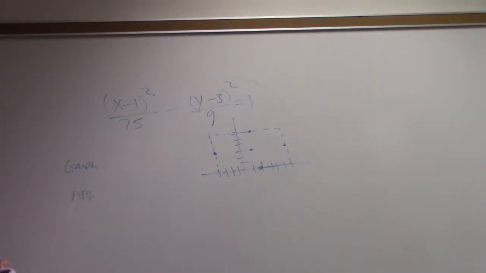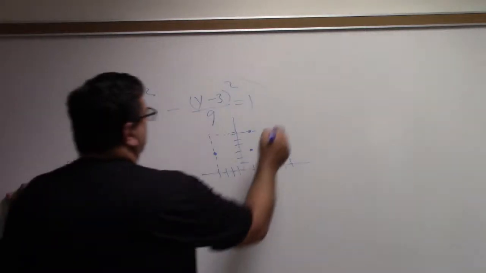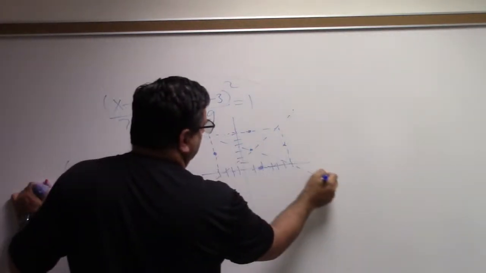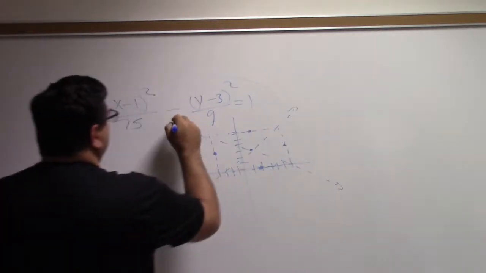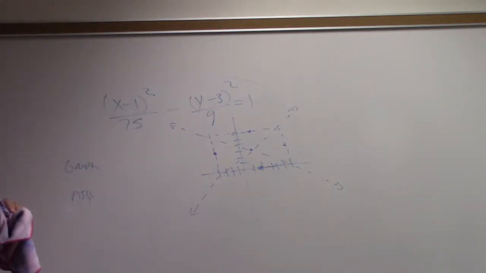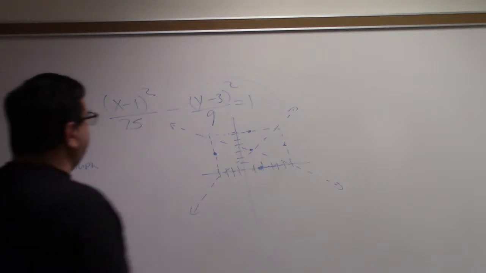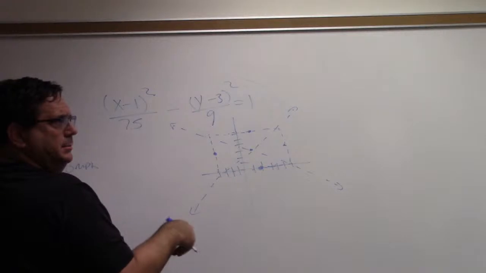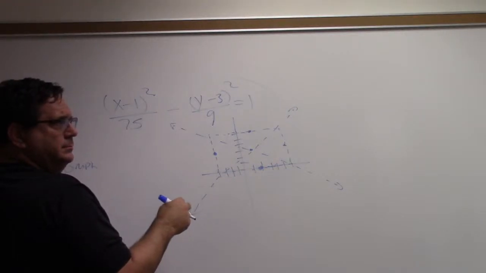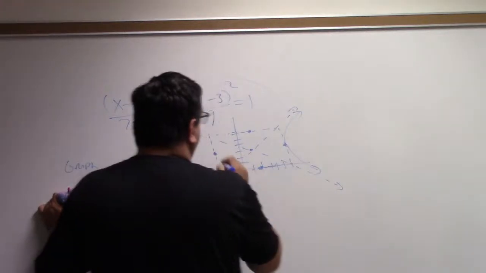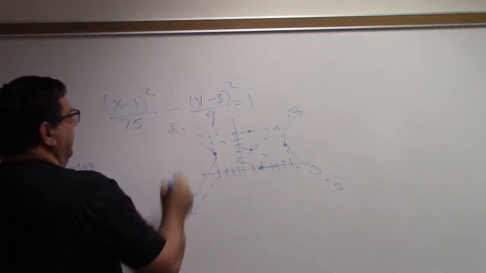Draw a box. Jake, you good with that? Asymptotes go this way. Yeah? All right. Opens up sideways, top to bottom. Side. Hey Jake, he tried to wait for you.